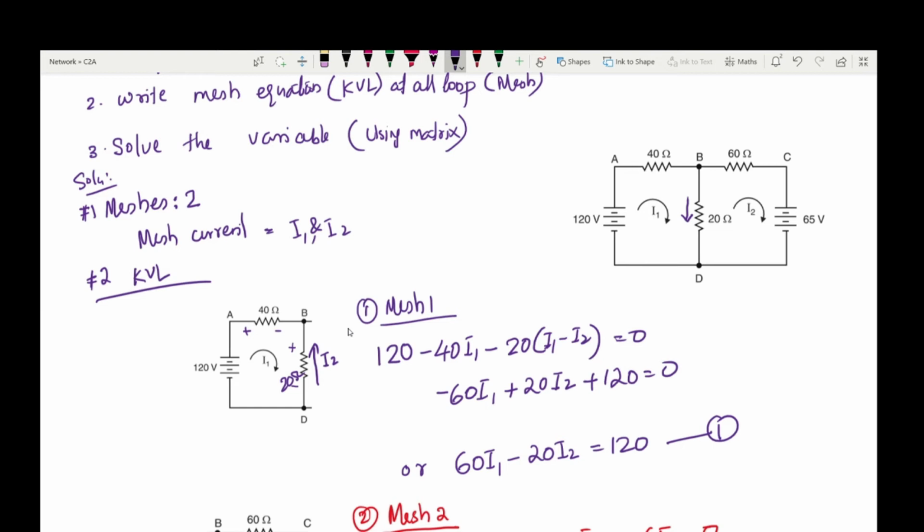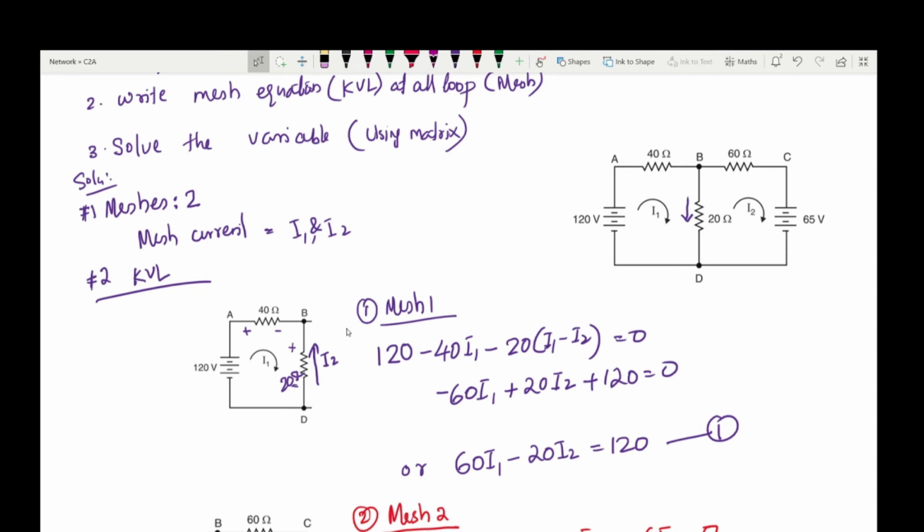It is I1. What is the current flowing through the 20 ohm resistor? As I explained earlier, it is I1 minus I2. Now we can take the sign. How to fix the sign? We can take the second point, clear, for all passive and active elements. If we are taking it in that manner, the KVL equation can be written as 120 minus 40 into current. What is the current? I1. Minus 40 I1.